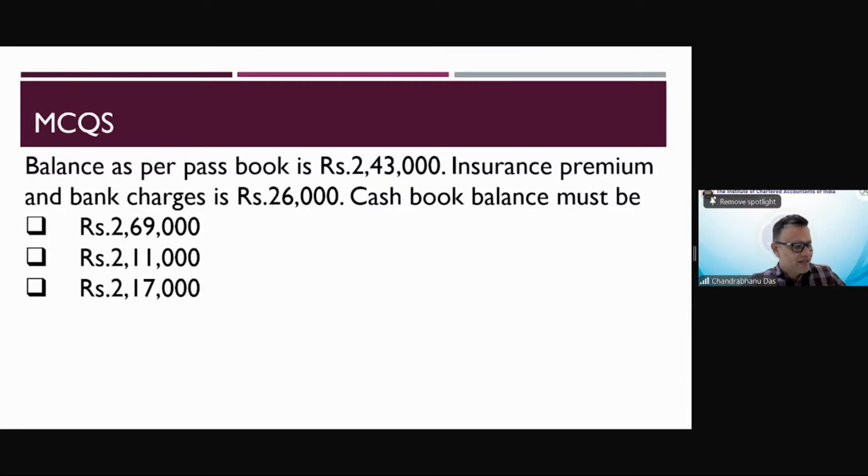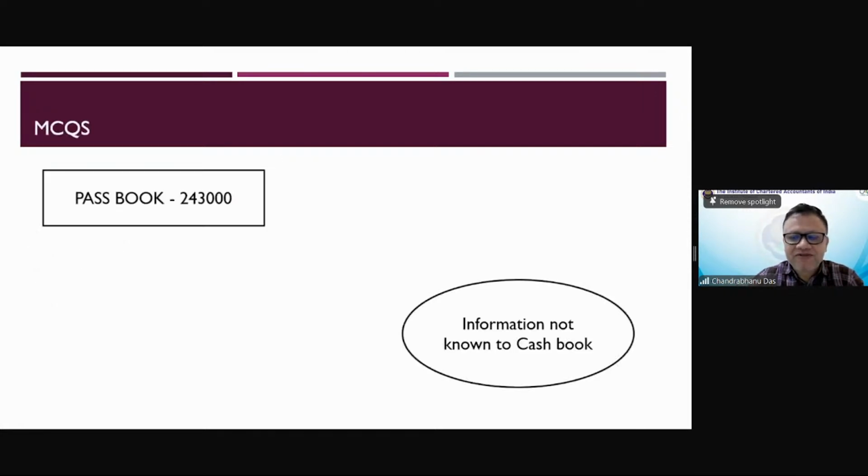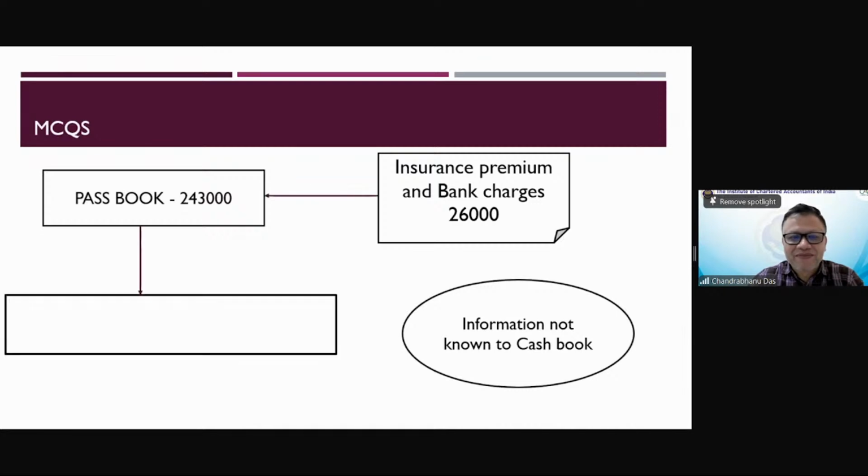So here we will check it. What is happening? Okay. Passbook 2,43,000. Information not known to cash book, 9,000. So 2,69,000. So I think, who said the correct answer? Kiran Dharmani is again the winner. Correct answer, because it is not known to the cash book, so they add it.